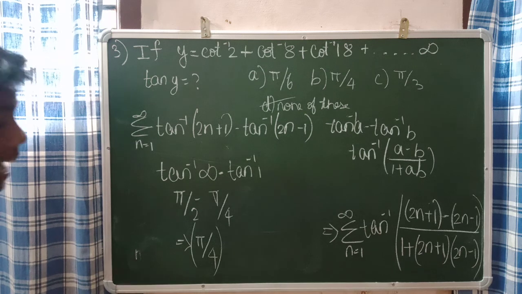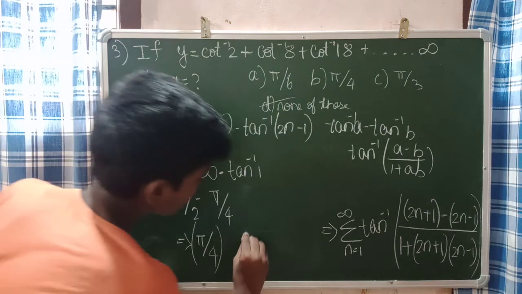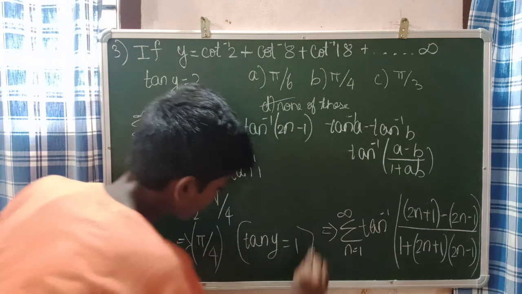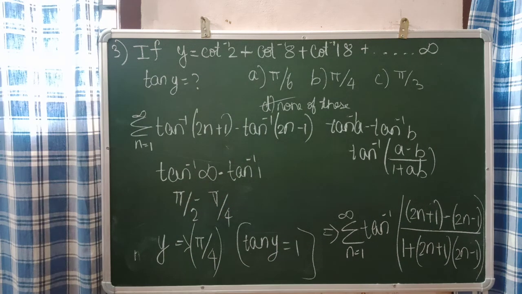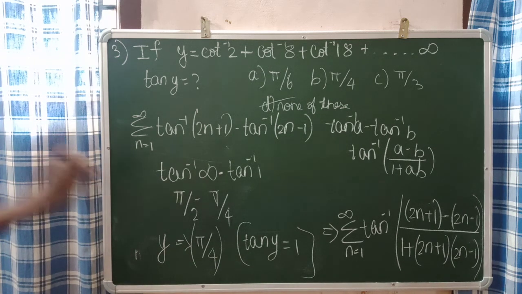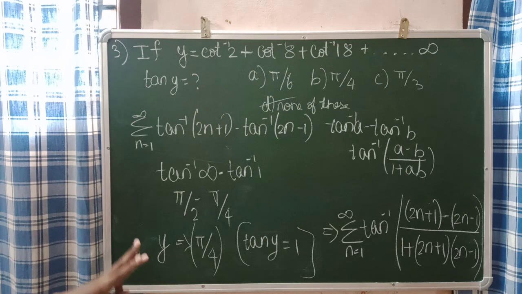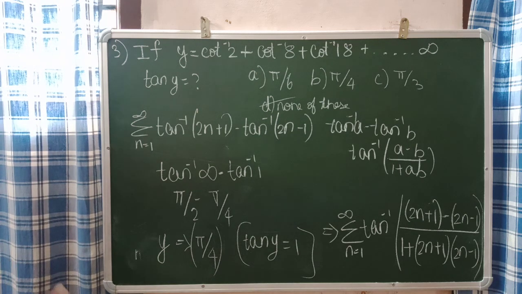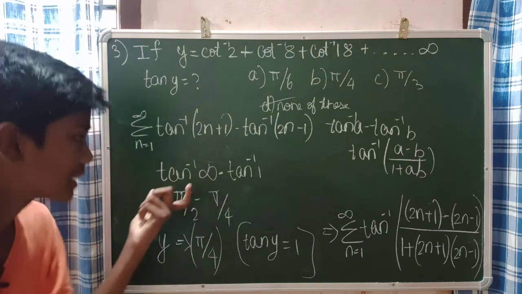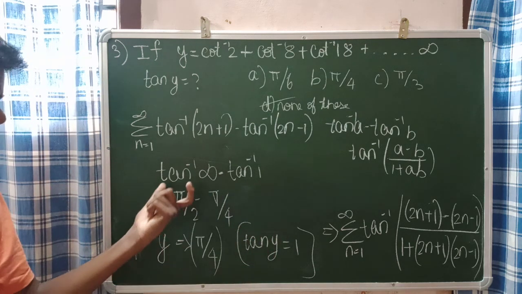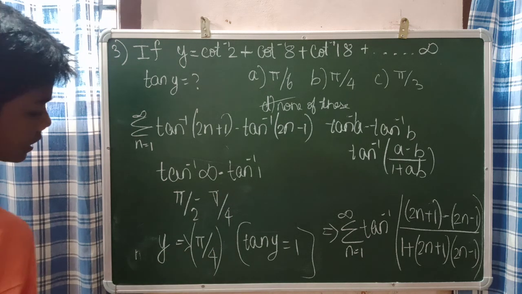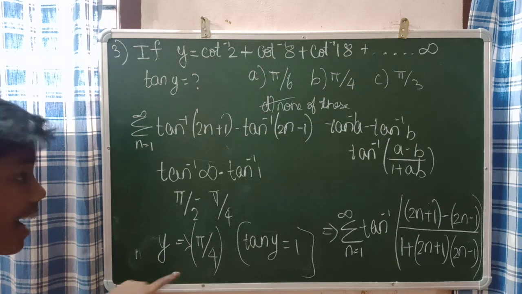Tan of y will be tan of pi by 4. So tan of y will be nothing but equal to 1, because y is equal to pi by 4, and tan of pi by 4 is 1. Okay, so what I did is, you need to put 1 in place of n, next put 2, next put 3. When you put all the way up to infinity, most of the terms will get cancelled and you will be left with 2 terms. That is tan inverse of infinity minus tan inverse of 1. Tan inverse of infinity is pi by 2, tan inverse of 1 is pi by 4. So pi by 2 minus pi by 4 is pi by 4. Pi by 4 is only the value of y.